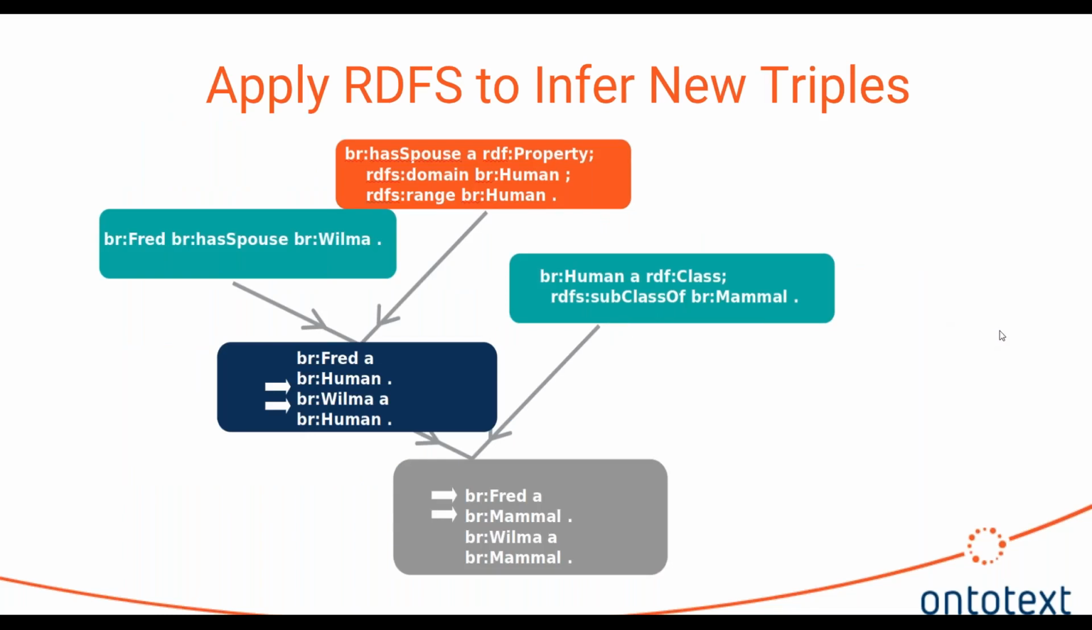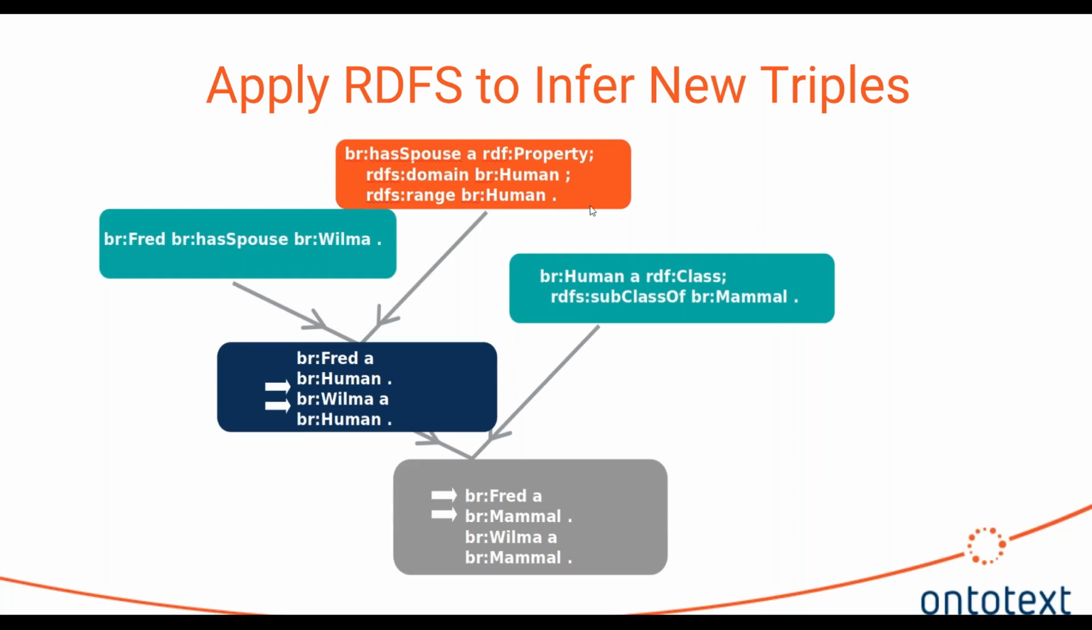Here we have a domain and a range, and a relationship has spouse. The domain of has spouse is a human, and its range is human as well. What does that mean? Well, that means that the subject of has spouse has to be a human, and the object of has spouse also has to be a human. So both spouses are human. Therefore, we can infer that anyone who has entered matrimony is a human.